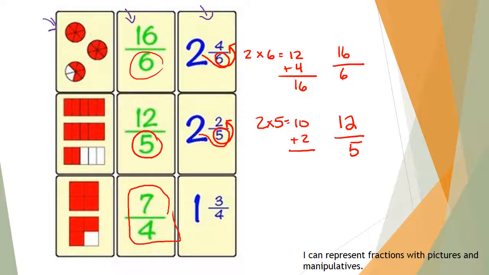Okay, let's go backwards on this one. Let's use a Dave. Remember, your bottom sticks out. So the 4 is on the outside, 7 goes inside the cave. And does 4 fit into 7? Yes, it does. Goes 1 time. 3 left over. So 1 whole time, 3 left over, original denominator, which is the 4.